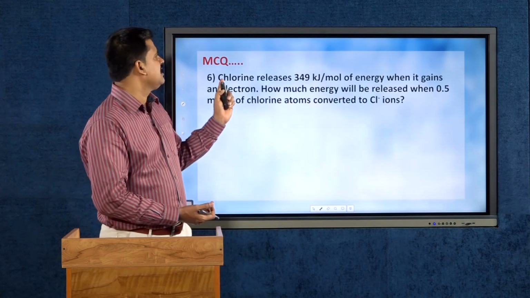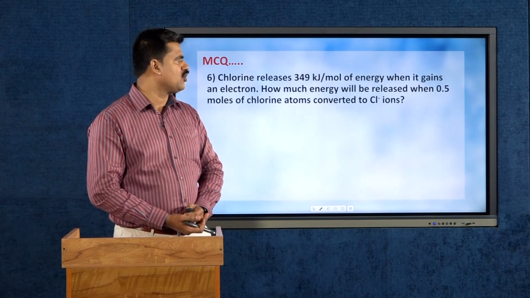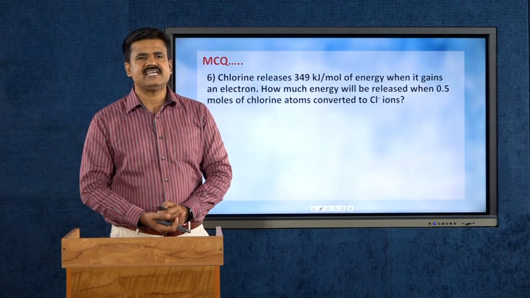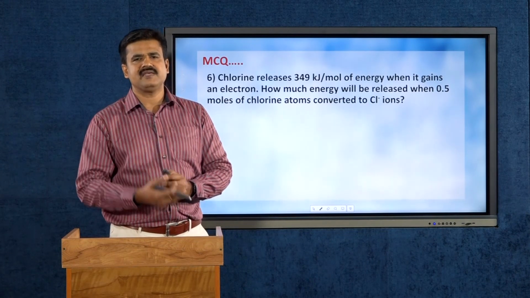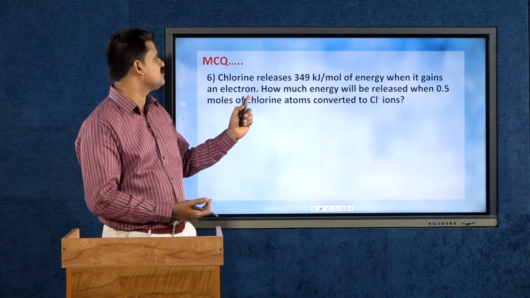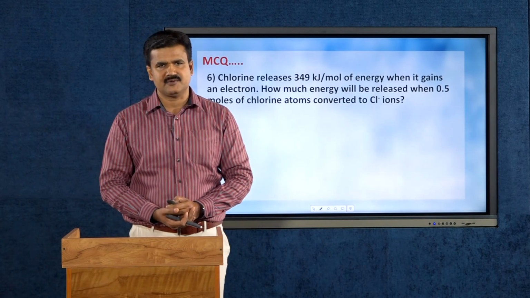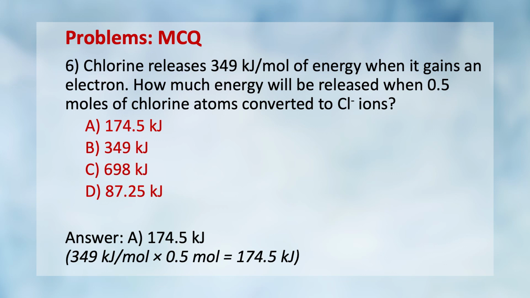Chlorine releases 349 kilojoule per mole of energy when it gains an electron. How much energy will be released when 0.5 moles of chlorine atom is converted to Cl- ions? This is for 1 mole, and the question is about 0.5 mole. These are the values. You can calculate the answer like this.